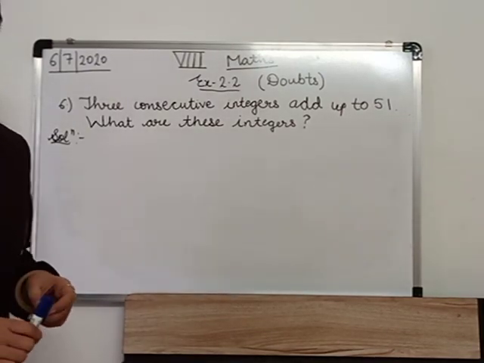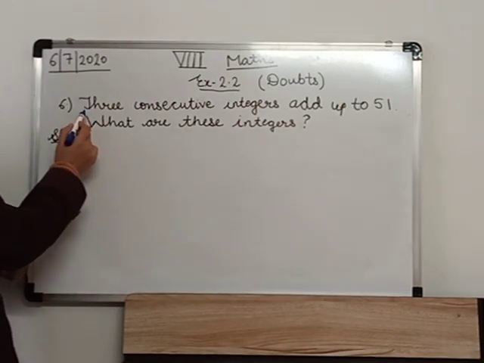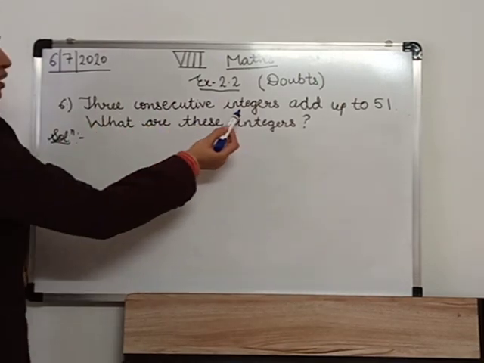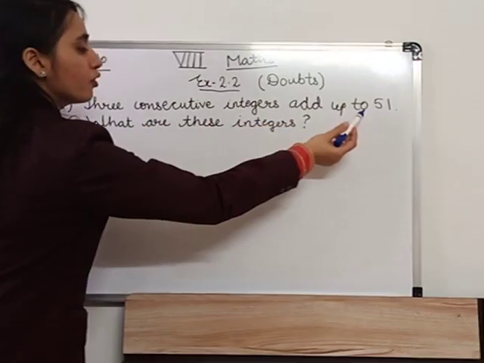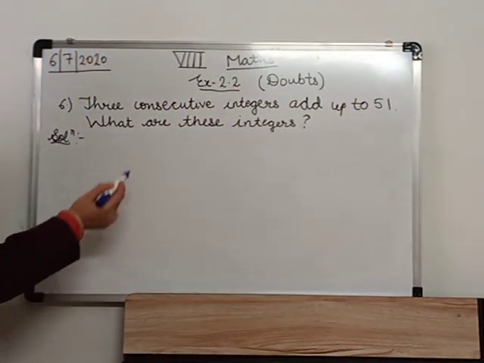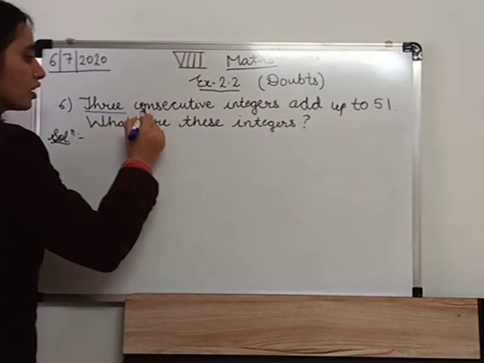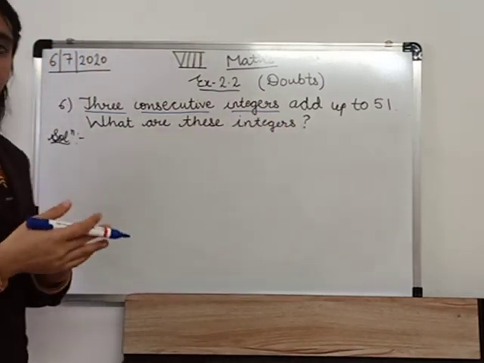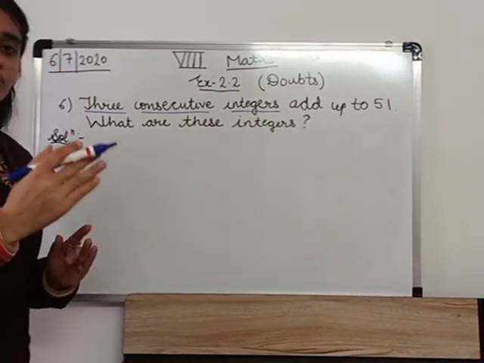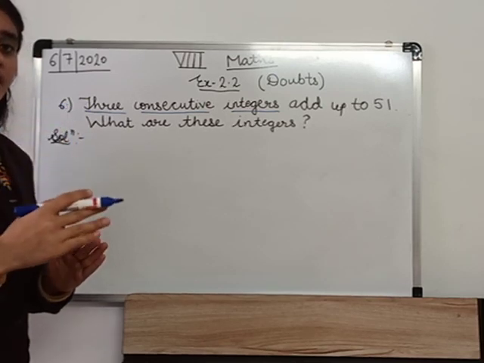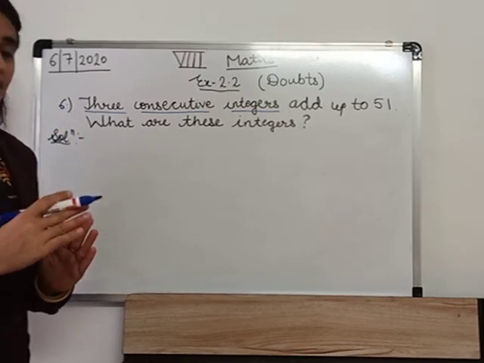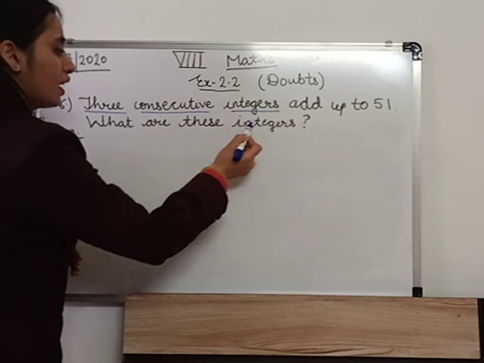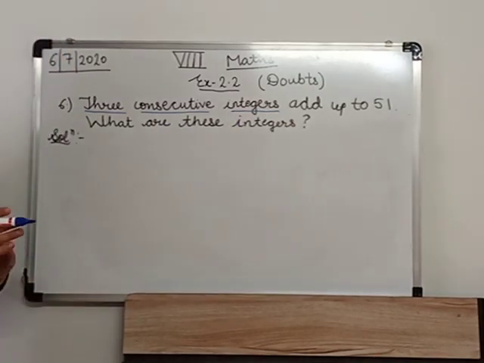What is the question? In question number 6, 3 consecutive integers add up to 51. Means we have to take 3 consecutive integers. Consecutive means continuously, like 1, 2, 3. In continuity we have to consider integers. Then find the value of these integers.